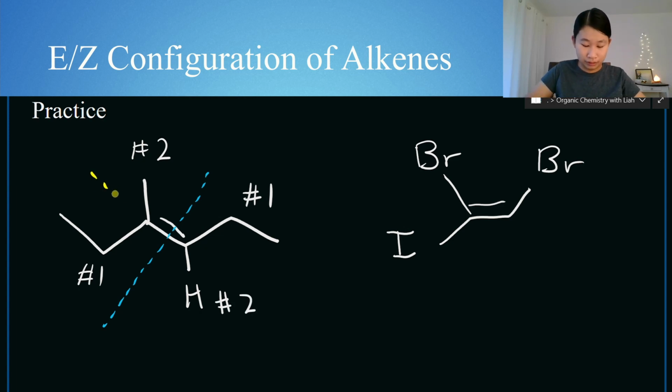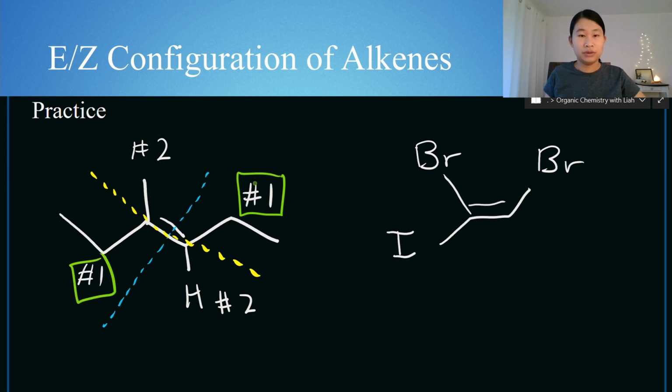Now we will draw a dotted yellow line and see whether the priorities of number 1 lie on the same or opposite sides of that yellow line. All right, so number 1 priorities lie on opposite sides of the yellow line, and so this is going to be an E configuration. Now let's do the molecule on the right.